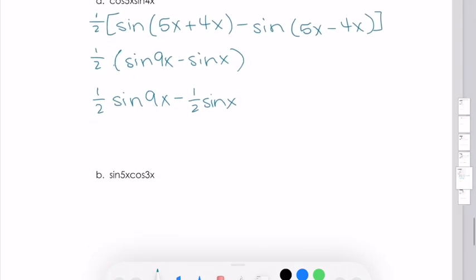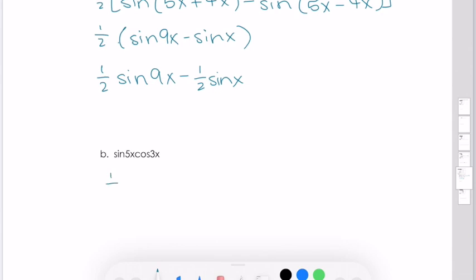Now that second one looks like sine u cosine v. And so again, I'm just filling in the 5x for u and the 3x for v into that formula.